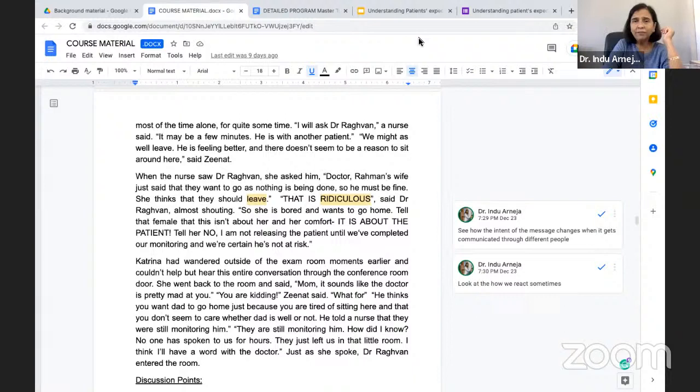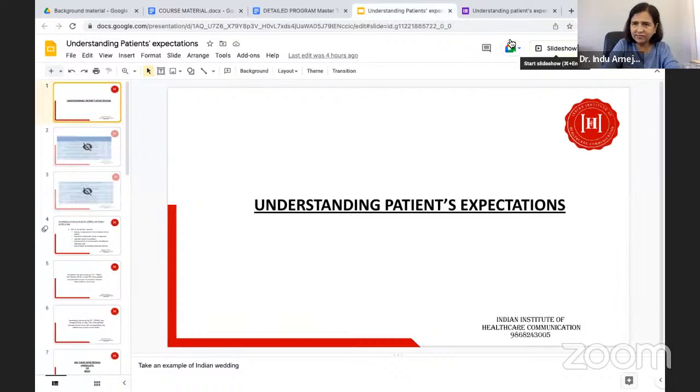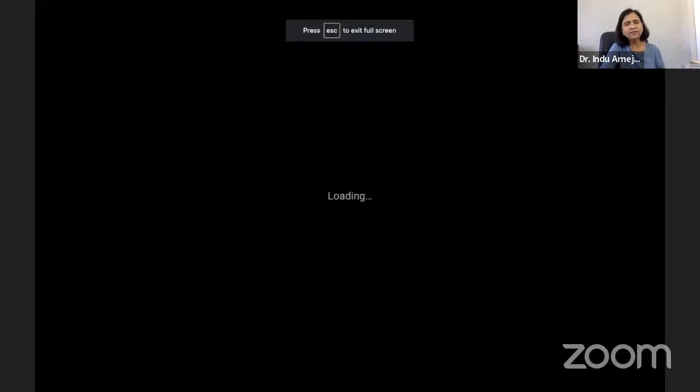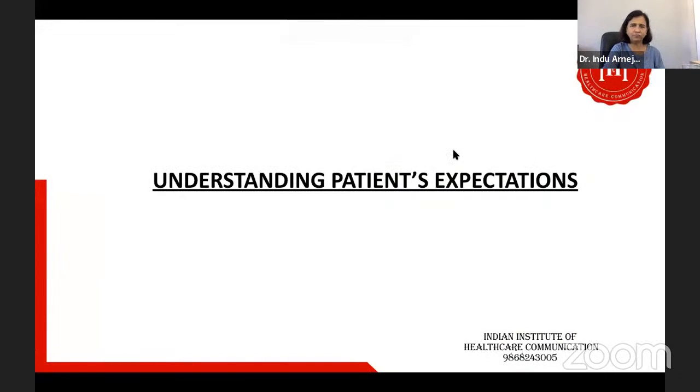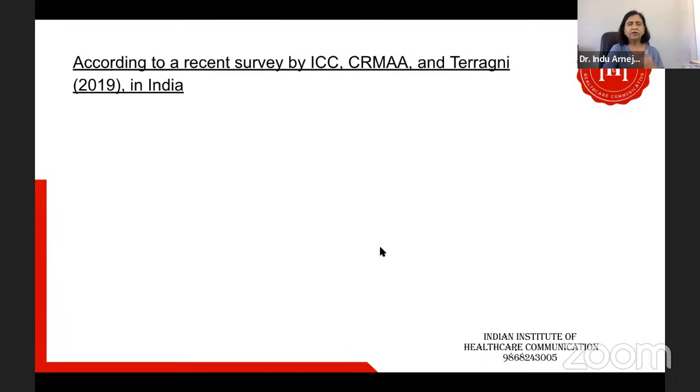So if I may share, what do studies say when it comes to patient expectation? You'll actually be surprised to see some of the results. This is one of the recent studies that I came across. Actually, I attended the whole program of this study, and I was fortunate to attend the different understandings that this survey brought in. So this study was done in 2019.